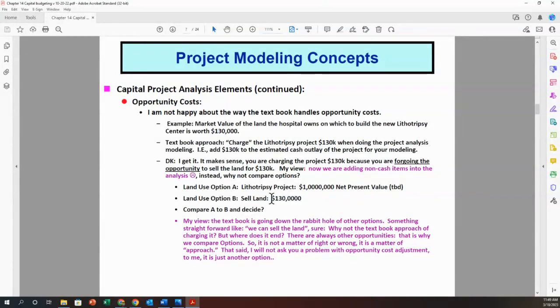So I don't like this opportunity cost as factored in. I like the other opportunities or other options. Frame them up that way. Again, we've got this land. Option A, we build a lithotripsy center on this. This is what it would cost us, blah, blah, blah, net present value. Option B is to sell it and put $130,000 in the bank. So that's my little tirade on that.